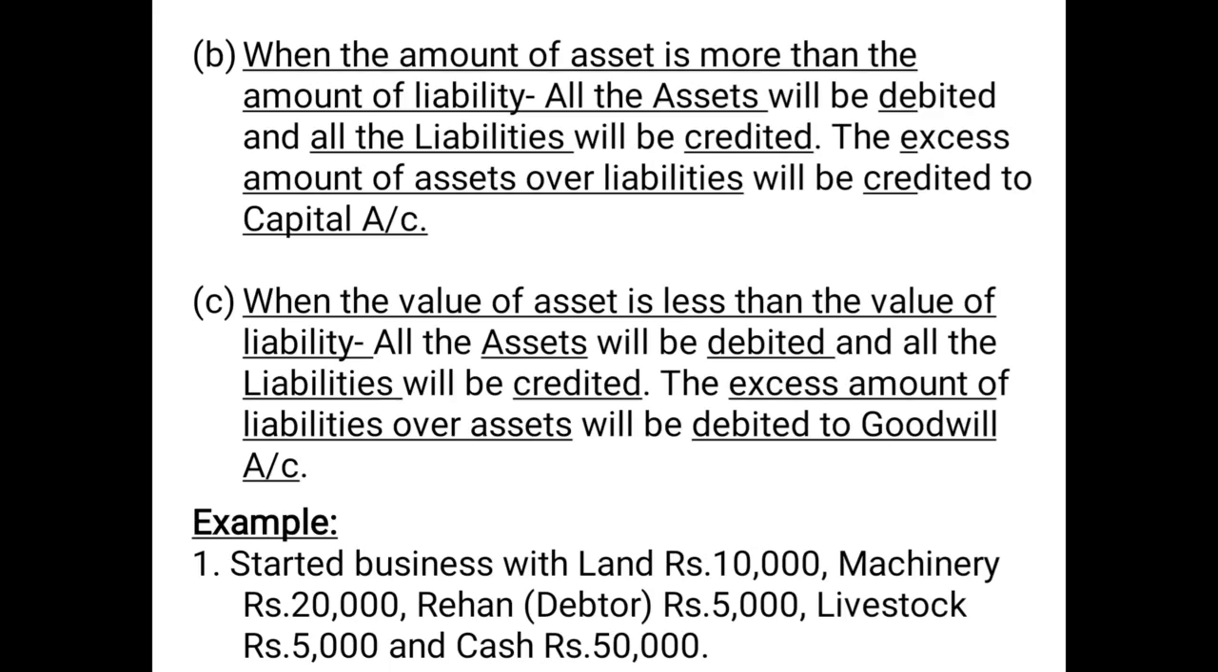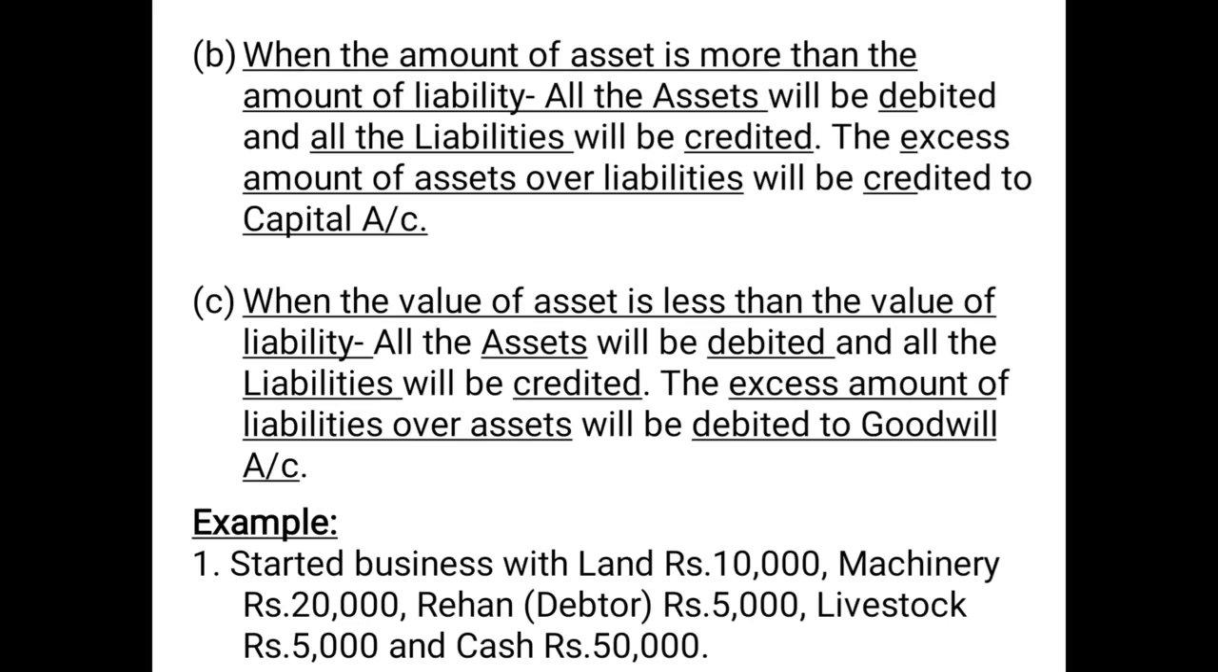Case B, when the amount of assets is more than the amount of liabilities. When both the asset and liability values are given to you, children, you will debit all the assets and you will credit all the liabilities. They should be equal. If they are equal, well and good. If they are not equal, let's say the amount of assets, that is the amount of debit, is more than the amount of liabilities, that means the amount of credit, that means the deficiency lies in the liability, the deficiency lies in the credit aspect.